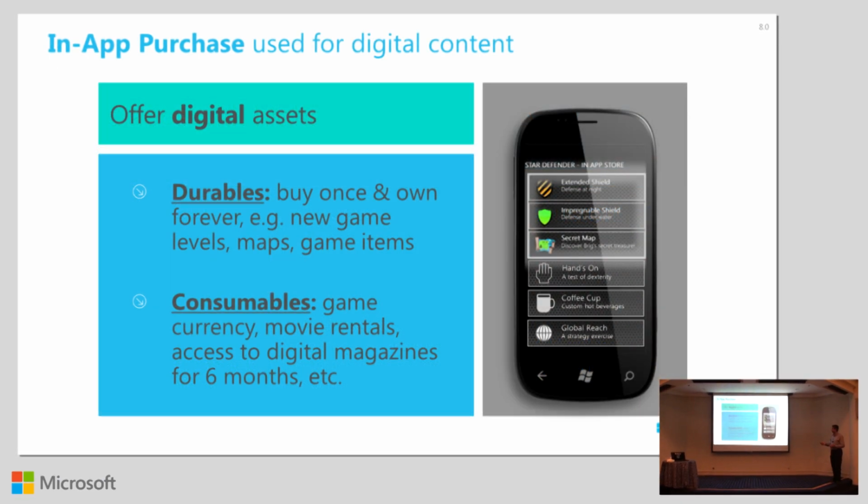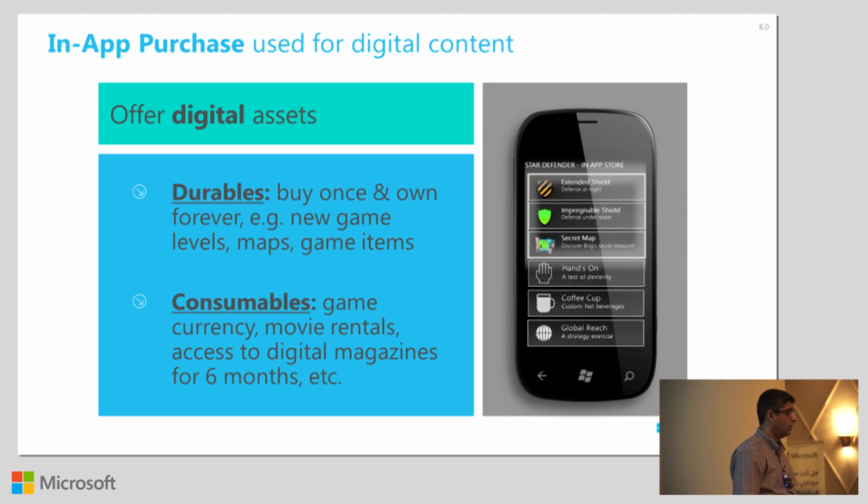There are two types of in-app purchase digital content. One is called durables, and the second one is consumables. Durables are usually one-time purchases and they continue to exist. The consumables are more like rentals. So if you want to buy a movie for a month, or an audiobook for a month, or a digital book for a month, right? You want to read it and then that expires. So those are the consumables.